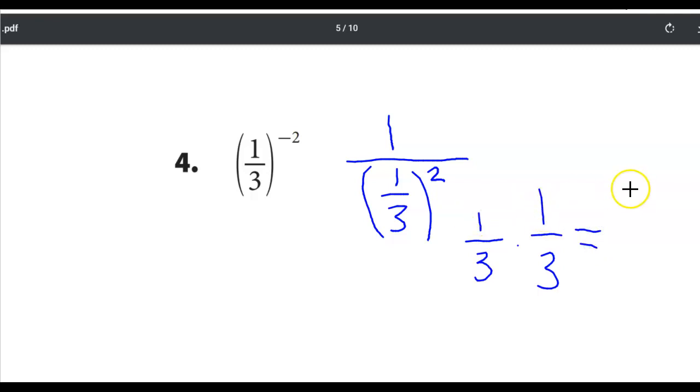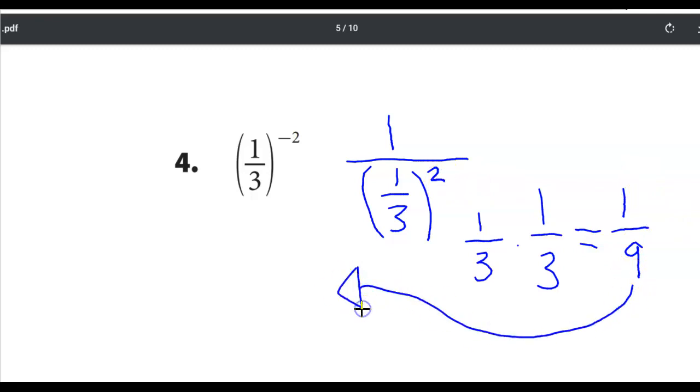Okay. 1 times 1 gives us 1. 3 times 3 gives us 9. Okay, so this is now our new number without our exponent. So we're going to rewrite this guy. Put him over here. We're going to rewrite him as 1 over 1/9.